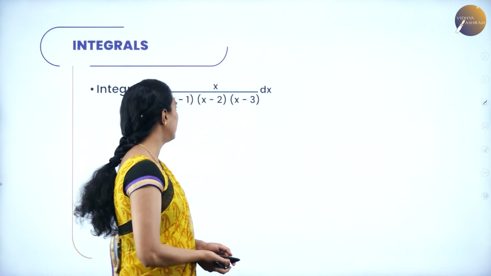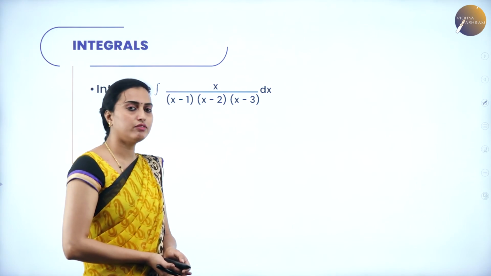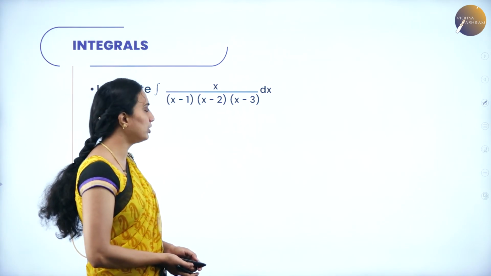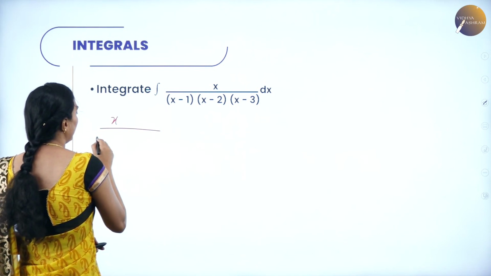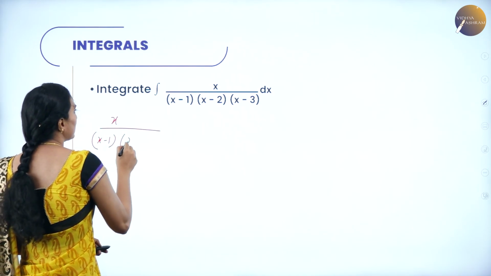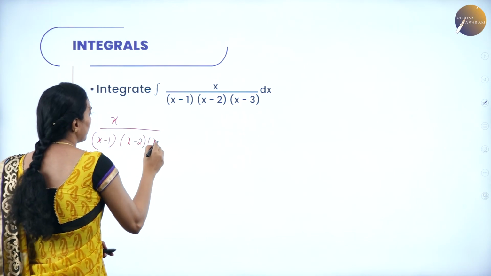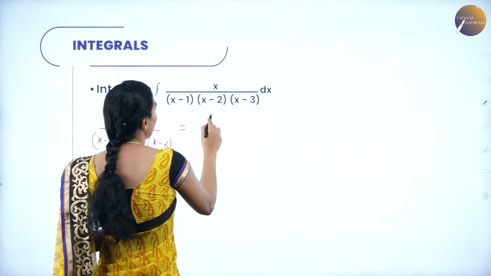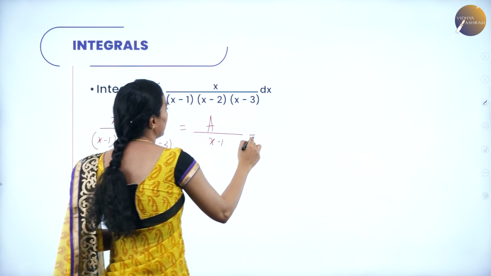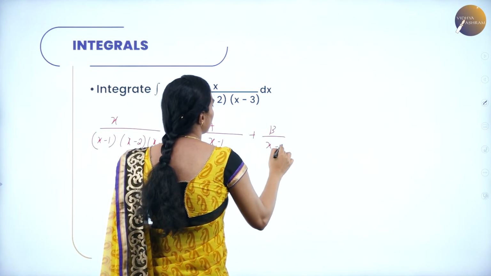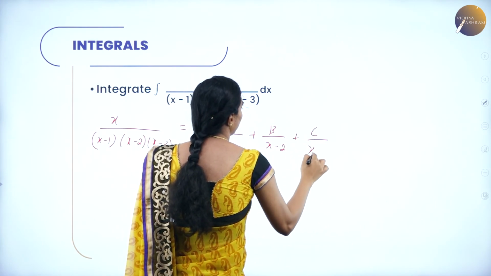Now we'll be moving on to the next problem. Integrate x divided by x minus 1 into x minus 2 into x minus 3 into dx. Same as before, you can have x divided by x minus 1 into x minus 2 into x minus 3, which, since the denominator degree is greater than the numerator, can be written as a divided by x minus 1 plus b divided by x minus 2 plus c divided by x minus 3.